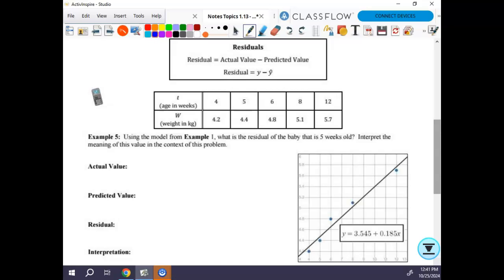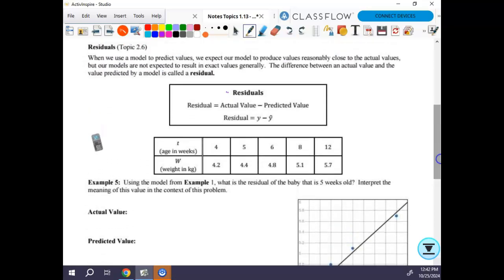So using the model from example 1, what is the residual of the baby that is 5 weeks old? All right, so residuals. And from what I understand so far today, you did not talk about residuals in Algebra 2 at all, right? Okay, that's okay. I don't think you're supposed to. It seemed like I heard them talk about them, so I don't know if they were considering or doing them or what. It doesn't matter.